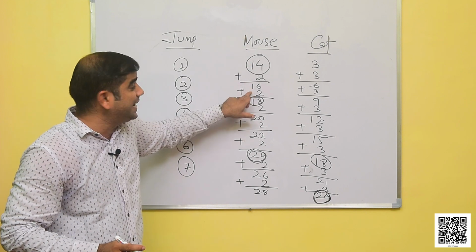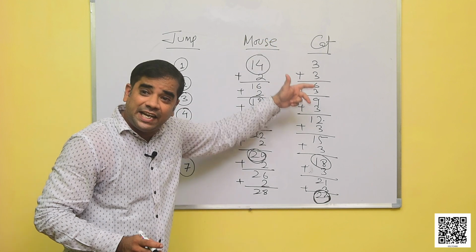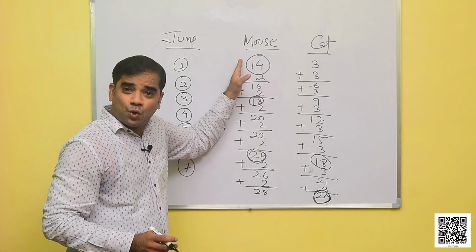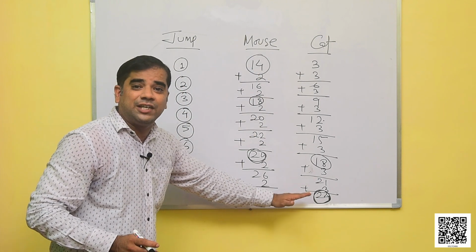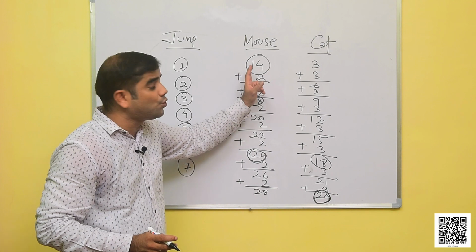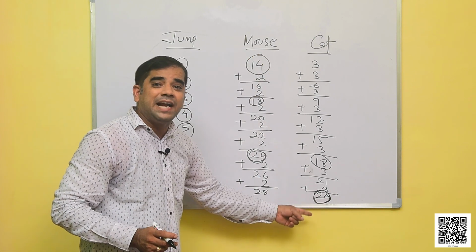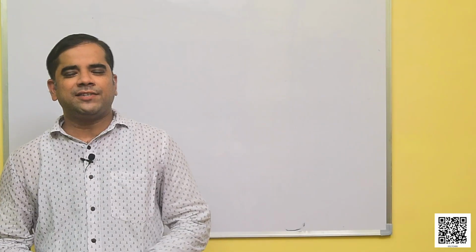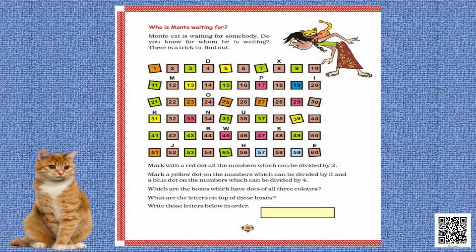That means 18 is a multiple of 2 as well as a multiple of 3, because 18 is completely divisible by 2 as well as 3. Same way 24. 24 is also a multiple of 2 and 3, because 24 is also completely divisible by 2 as well as 3.